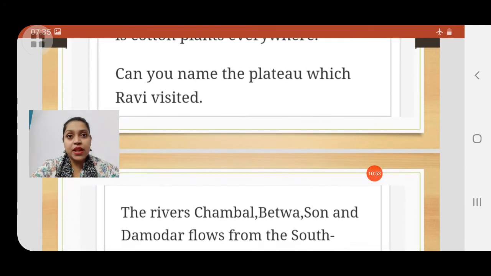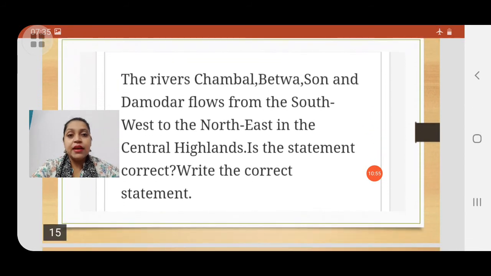One more question I would like to give you as homework. The rivers Chambal, Betwa, Son and Damodar flow from the southwest to the northwest in the Central Highlands. Is the statement correct? Write the correct statement. So you'll have to write the correct statement.